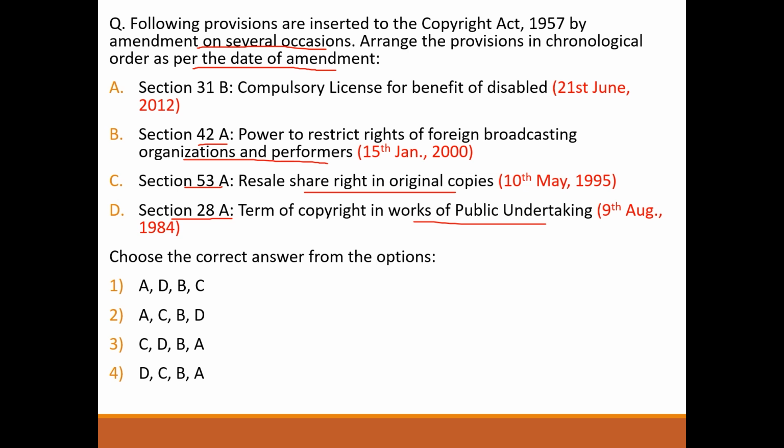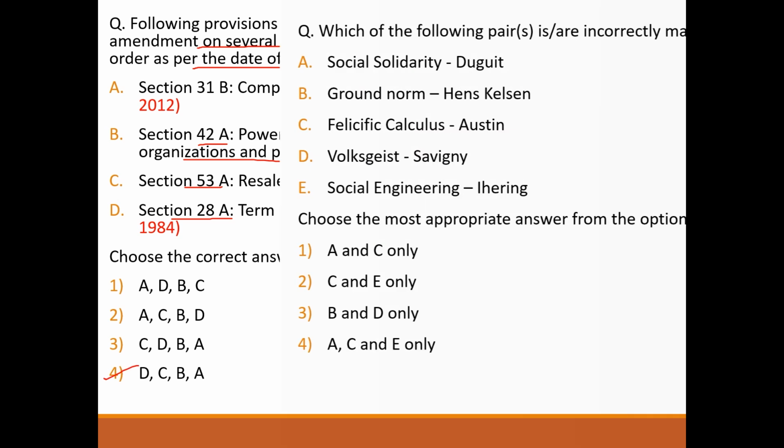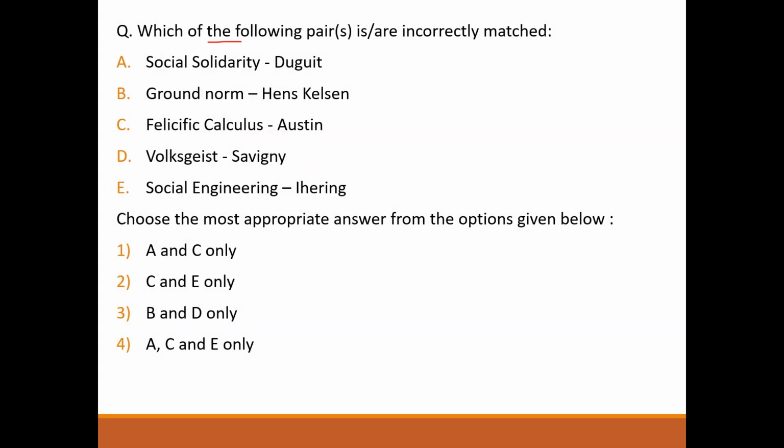Next question, which of the following pairs are incorrectly matched? Social solidarity, Duguit, correct. Ground norm, Kelsen, correct. Falsific calculus, wrong. It is Bentham here. Volgist, Savigny, correct. Social engineering, Ihering, wrong. It will be Roscoe Pound here. So the answer will be option number 2.